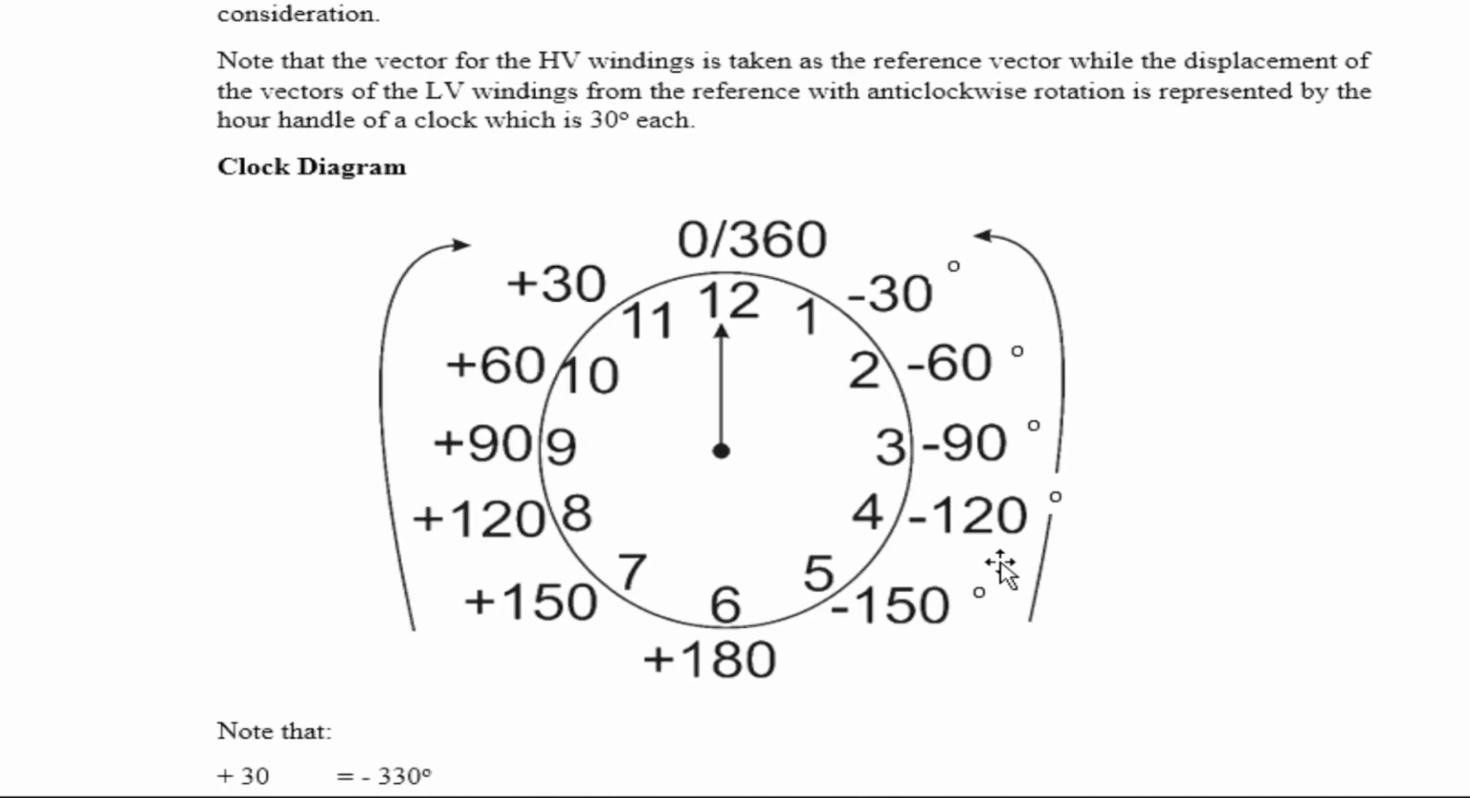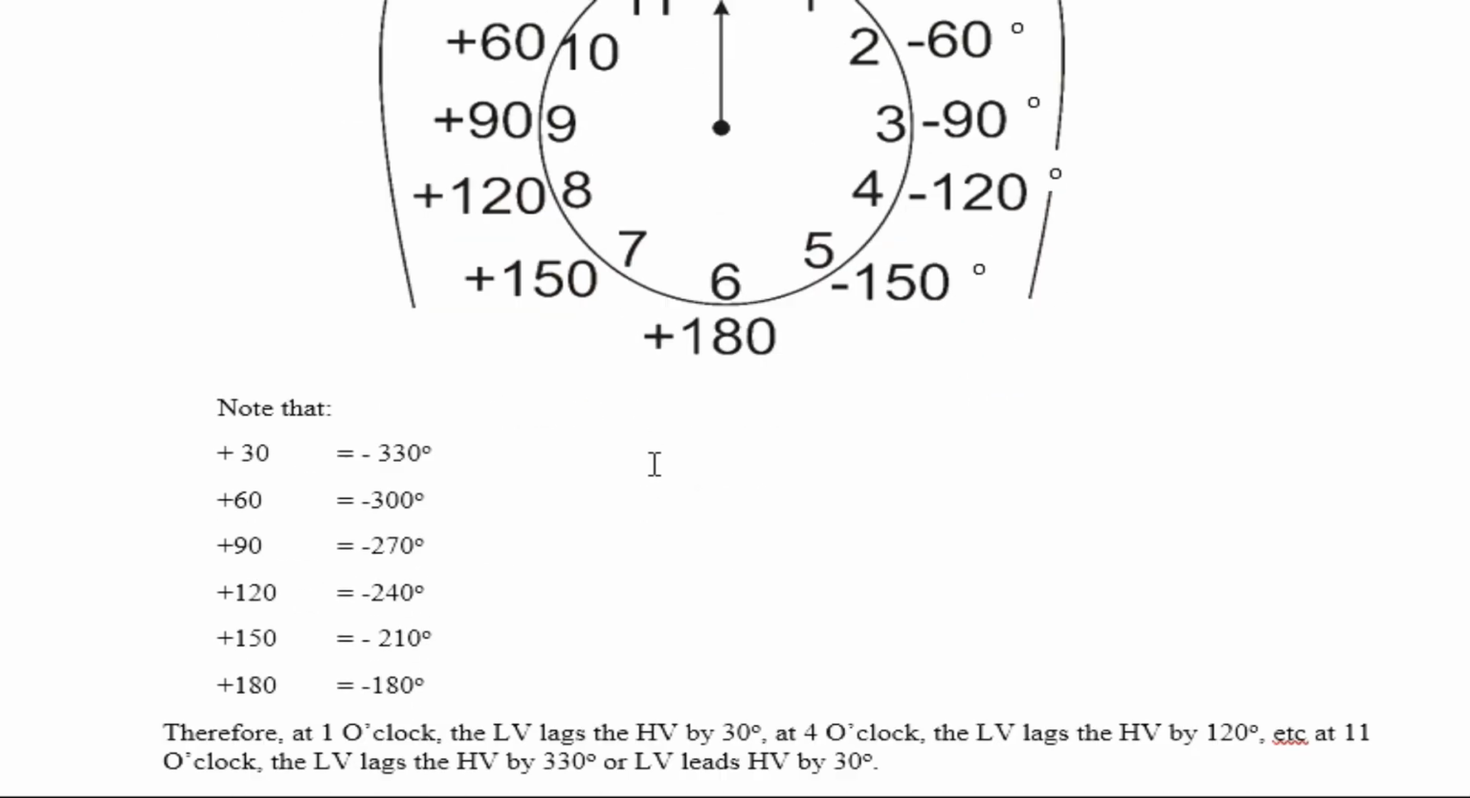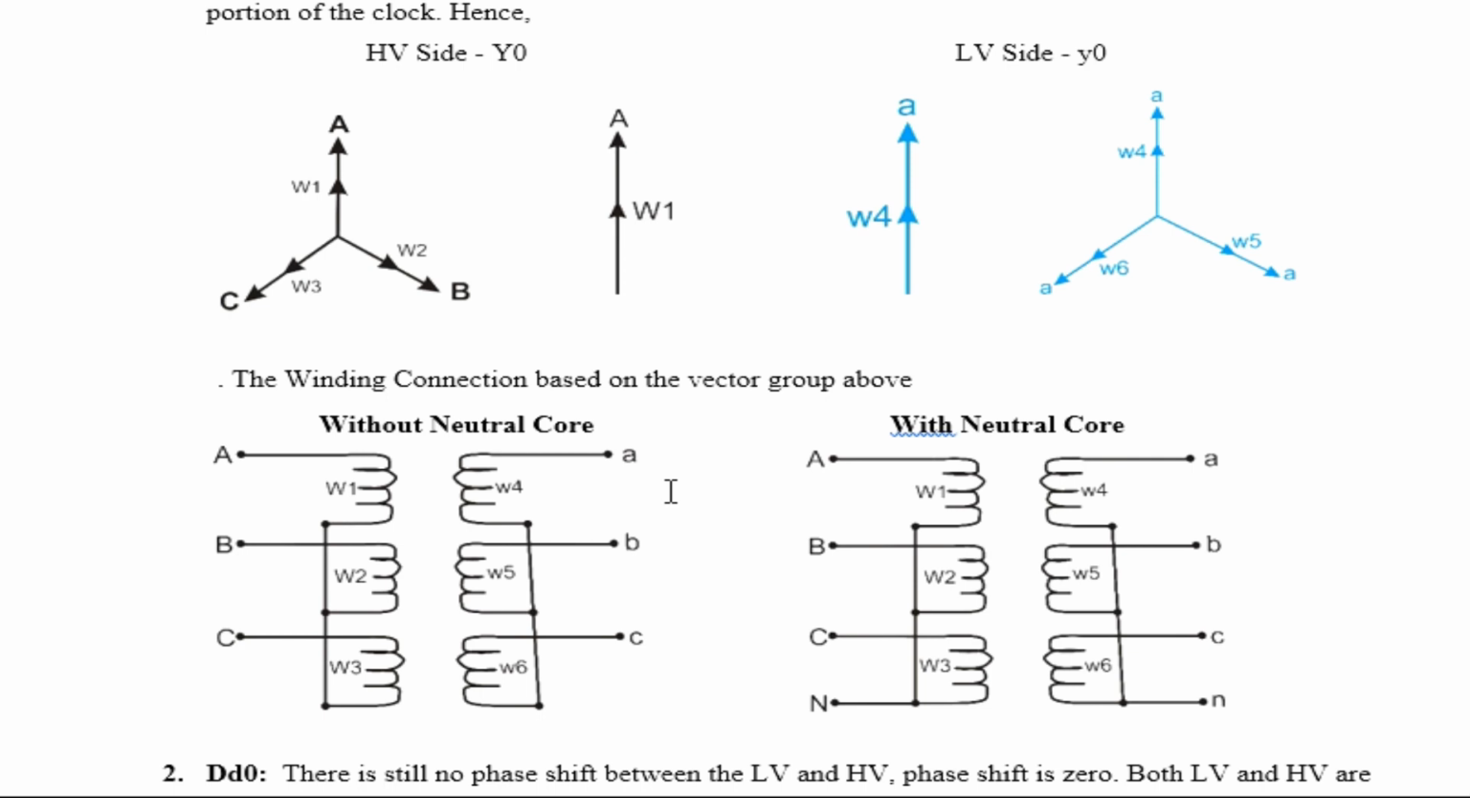So for those of you that really did not understand when it was 11 o'clock and when it was 7 o'clock, look at it very well. On 11 o'clock is plus 30 degrees moving anti-clockwise, which means the low voltage is leading the high voltage by 30 degrees. But when it's moving clockwise, it means that the low voltage is lagging the high voltage by 30 degrees. So I believe that this section has been very, very educating.